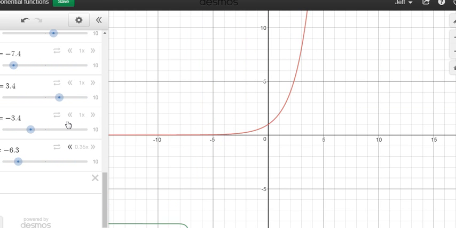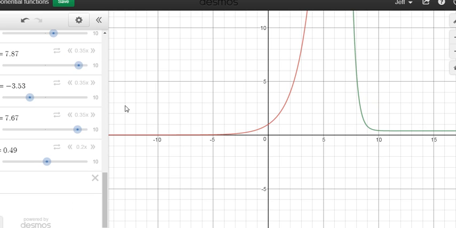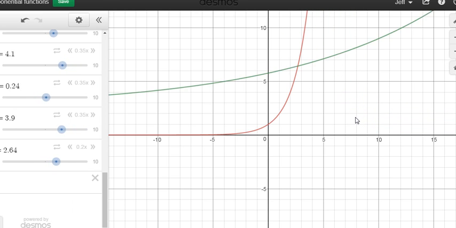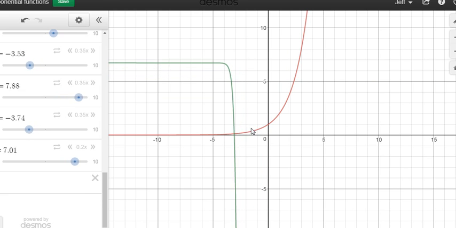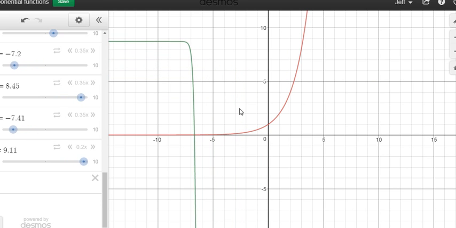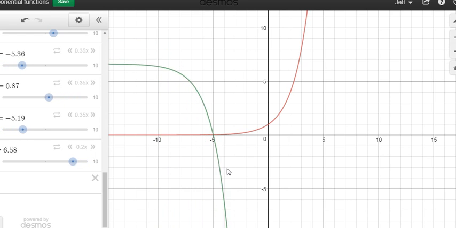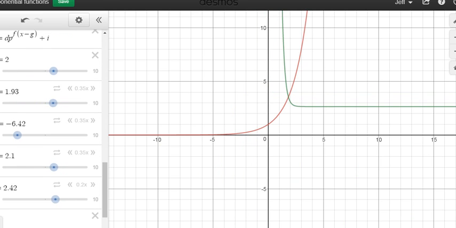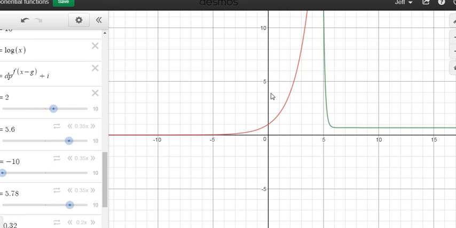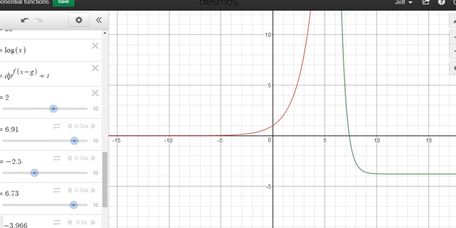Should we slow things down? Okay. So see how they're interacting with each other? Neat, hey? Up, down, left, right, squished in, expanded out. Vertical and horizontal. Wow, that's great. Could never do that twice in a row. Okay, so let's stop.